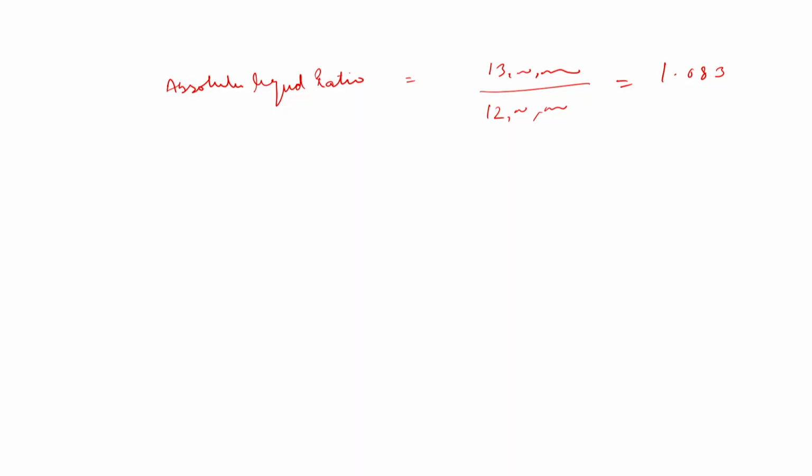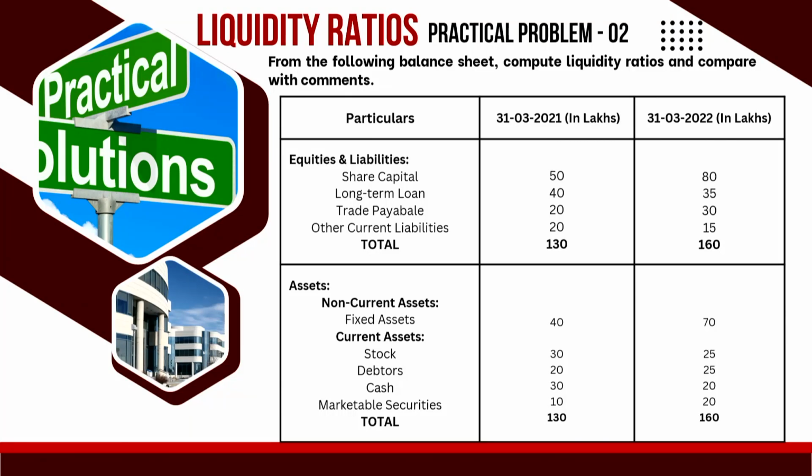Moving on to next question. From the following balance sheet, compute the different liquidity ratios and compare with comments. We are given the particulars of 2 years, 2021 and 22, in which we are given equities and liabilities, share capital, long-term loan, trade payable and other current liabilities. The total comes to 1,30,000 for the year 21 and 160 lakhs for the total of 2022. And the assets are non-current assets, and then we have current assets like stock, debtor, cash and marketable securities.